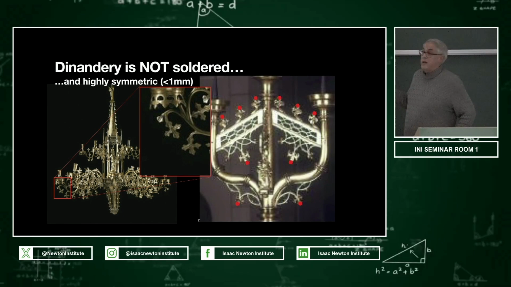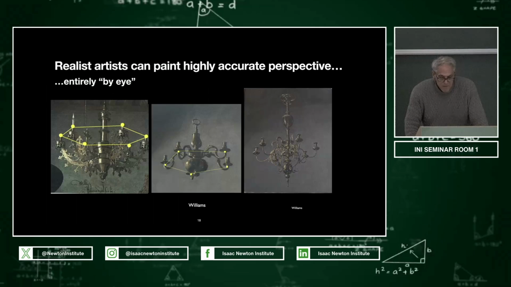And they are also highly, highly symmetric. Not only have Antonio Criminisi and I worked on photographs, doing photogrammetry on collections of dinanderie, but I've gone out to museums with a tape measure and measured them. They're symmetric to within 1 millimeter, not this whopping 10 centimeter difference.